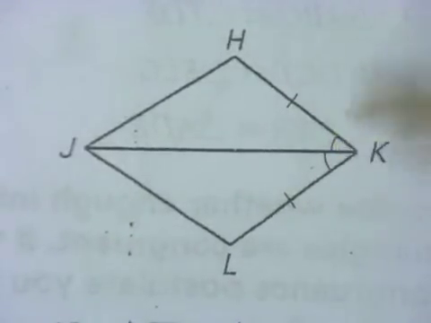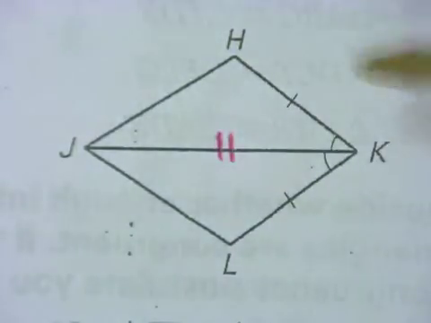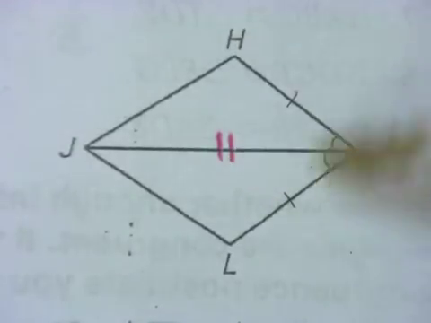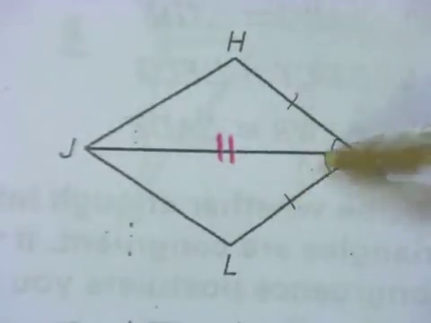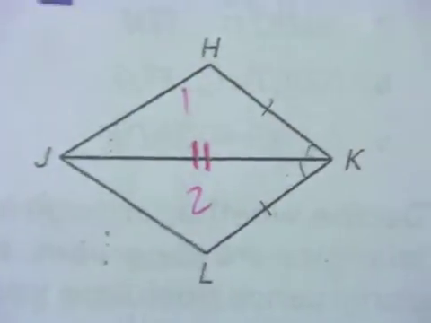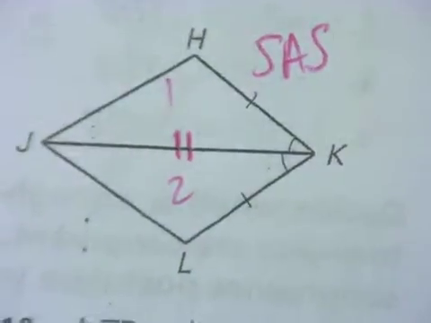For number 7, again, I have these matching sides, I have these matching angles, and I know that this side is congruent to itself. So I have a side, an angle between them, and a side. Same thing here. I have the same side, the same angle, and the same side. So I can say that these two triangles are congruent using the side angle side rule.